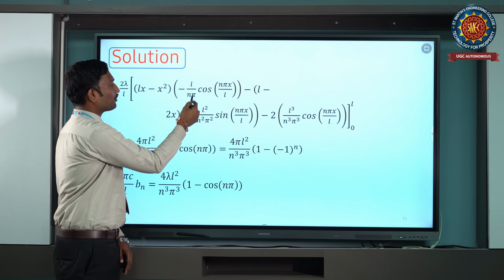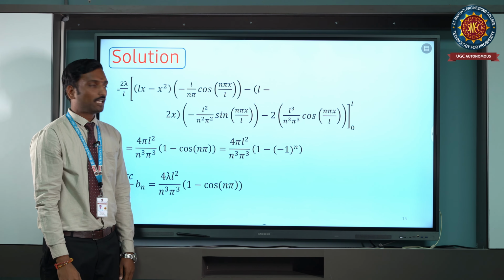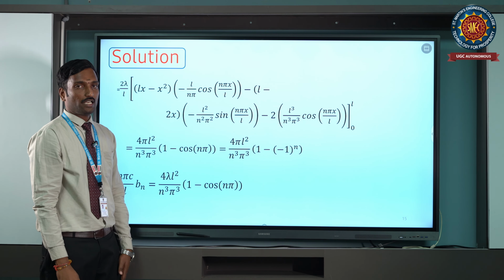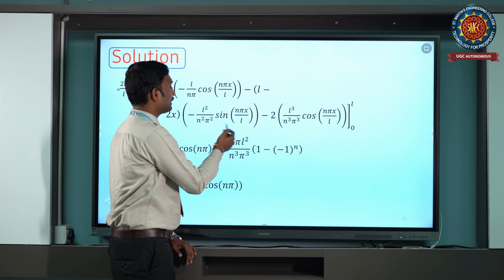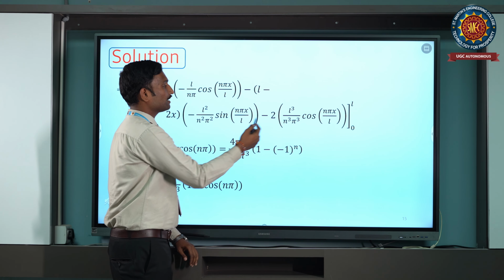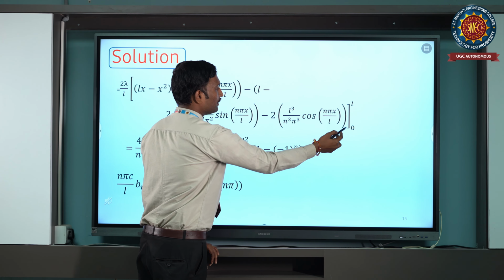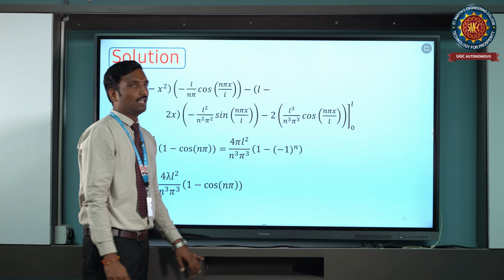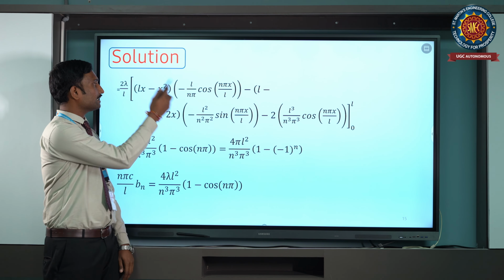The derivative of cos(nπx/L) is again minus L²/(n²π²) sin(nπx/L), and the derivative of L minus 2x is minus 2, and the derivative of the sine term is L³/(n³π³) cos(nπx/L). The limits are 0 to L. These limits we can substitute in this equation.